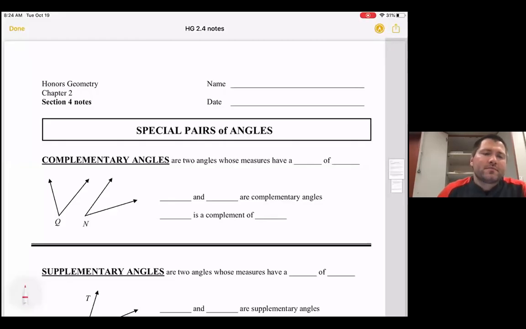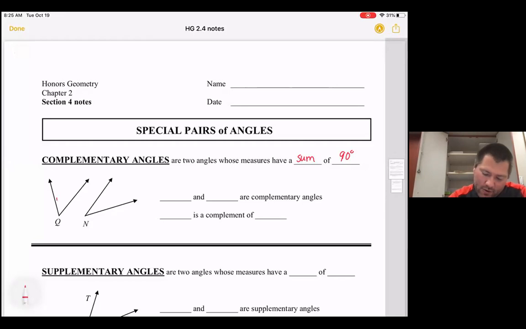All right, so section 4, special pairs of angles. The first one we're going to talk about is complementary angles. And these are two angles whose measures have a sum of 90 degrees. Okay, and sum means they add up to 90 degrees.